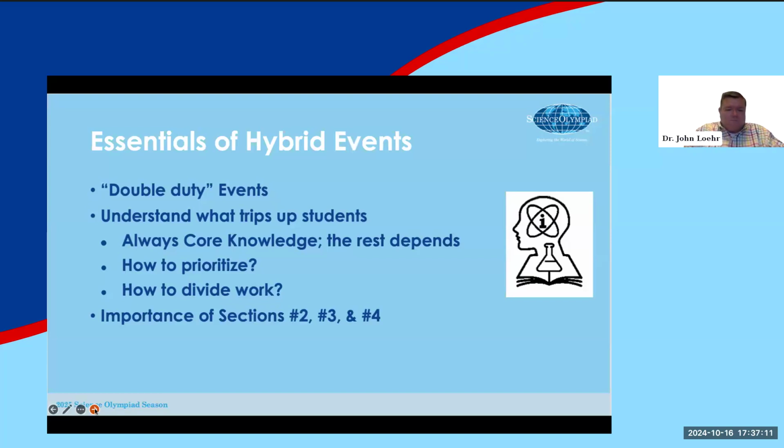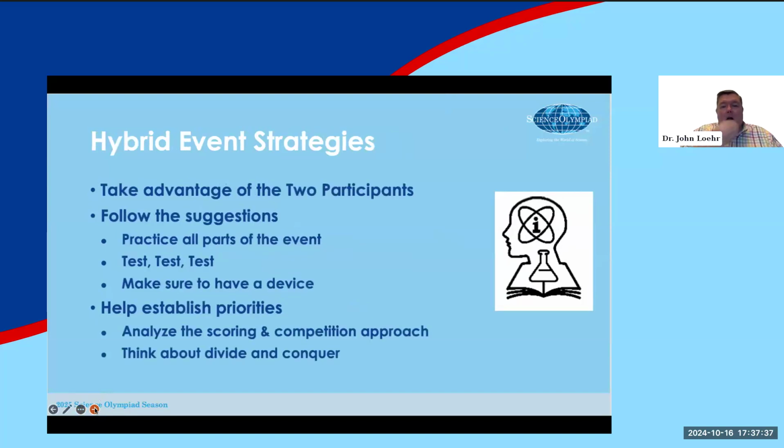So, right, think about that. For hybrid events, sections 2, 3, and 4, it's what resources can you bring, what you need to learn, and kind of build or do, and that can either be section 3 or section 4. And then also, how do things end up getting tested? All right, kind of talked about the 2 participants.